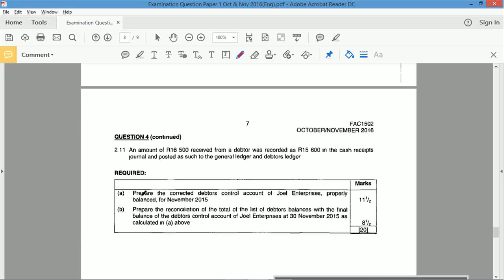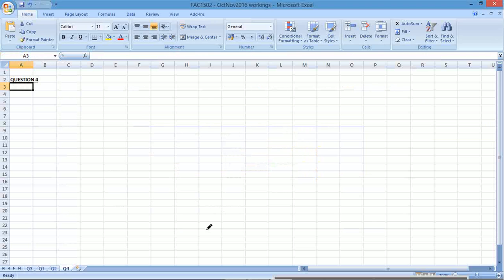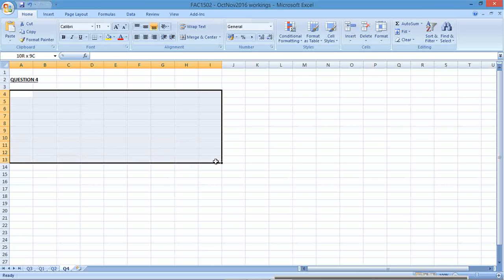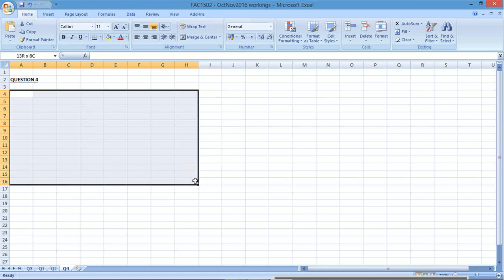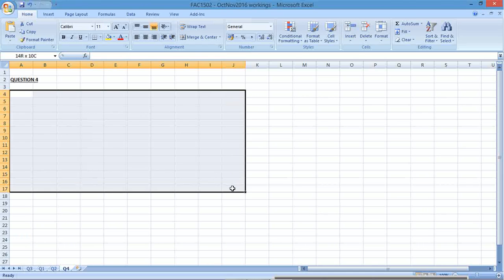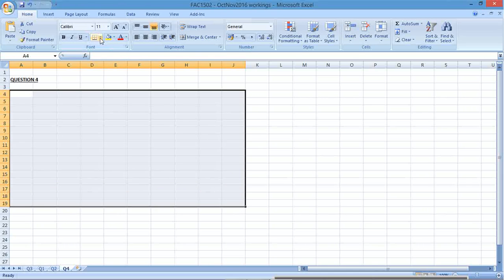Okay, so here I'm required to prepare the corrected debtors control account, properly balanced off, and prepare a reconciliation of the total of the list of debtors with the final balance. So you're looking at your debtors list and you're looking at your debtors control, and you want them to be the same. Okay, so let's draw that up. First things first, draw up a big T. Let's make it bigger so I can put more writing in.